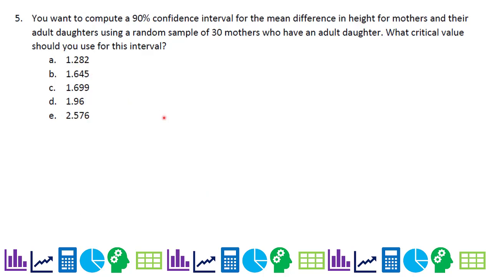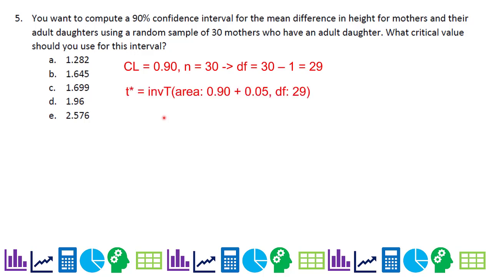Number 5. You want to compute a 90% confidence interval for the mean difference in height for mothers and their adult daughters using a random sample of 30 mothers who have an adult daughter. What critical value should you use for this interval? 90%. And our degrees of freedom is 29, because 30 minus 1 is 29. So we're going to use inverse t again. Our central area is 0.90, but I've got to add the piece on the left. So it's half of the leftover, 0.05. Degrees of freedom is 29.